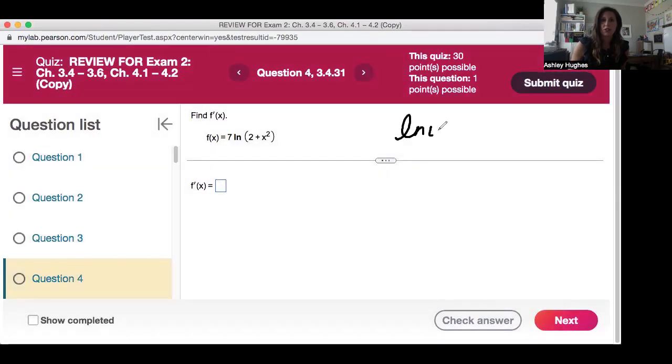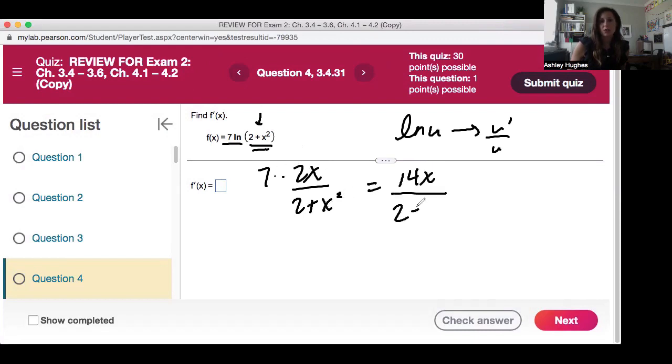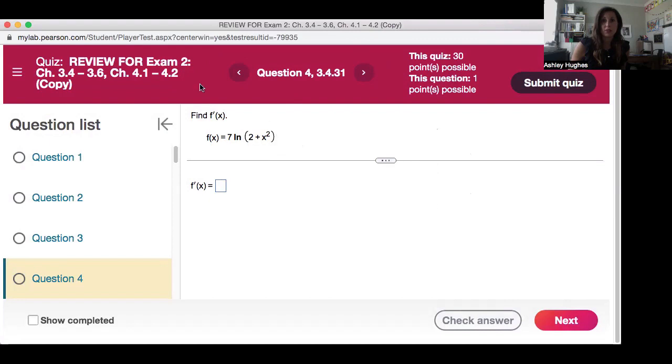Okay, so the natural log of u is u prime over u. So the derivative of 7 natural log, we're going to say 7 times, it goes to the derivative of this argument, which is 2x, over the argument itself. Oops. 2 plus x squared. I can multiply 7 times 2x and say 14x over 2 plus x squared. So again, it's the derivative of the inside over the inside. So you don't have natural log in your answer here. Your answer is a fraction when you're taking the derivative of natural log.